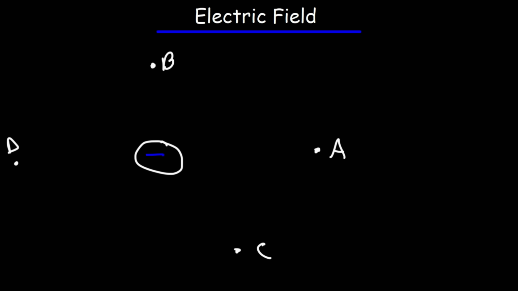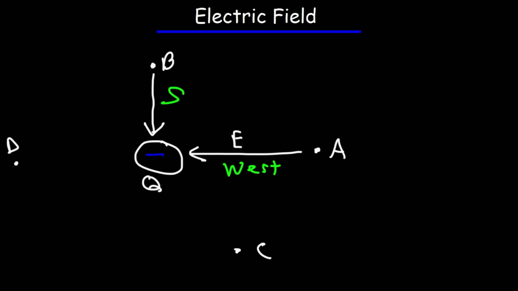So this time, the electric field is going to point toward the negative charge. So we're going to draw it from the point to the negative charge. So this electric field vector is going west. And then here we're going to draw it from B towards the negative charge. So this is going in the south direction. And then D to the negative charge. Here it's going east. And then from C to the negative charge, this electric field vector is pointed in the northwest direction.